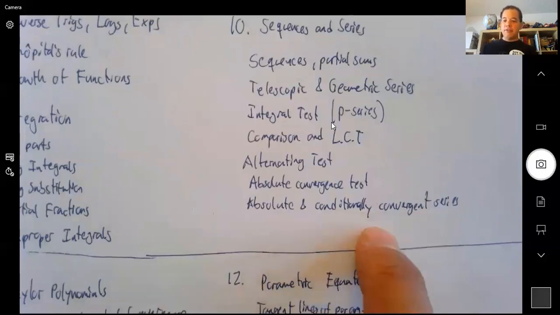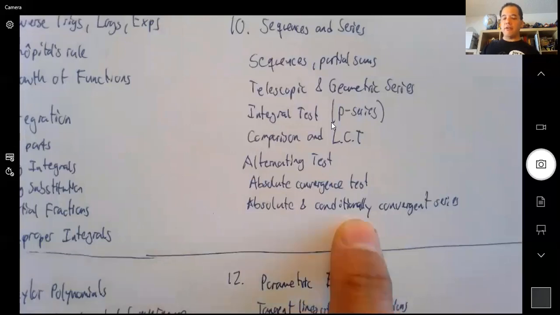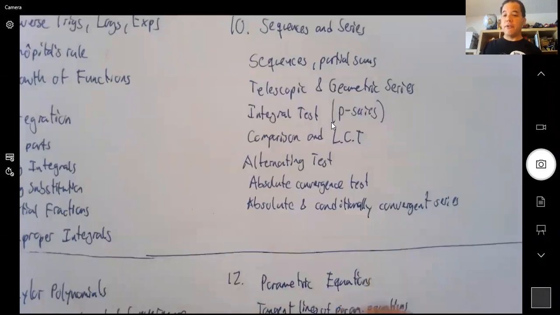So absolutely convergent series were the ones where with the absolute value they are convergent, and in that way without it they're also convergent. And conditionally convergent, those are when the absolute value ones are divergent, but the regular ones are convergent. All right? So that's a summary of chapter 10.